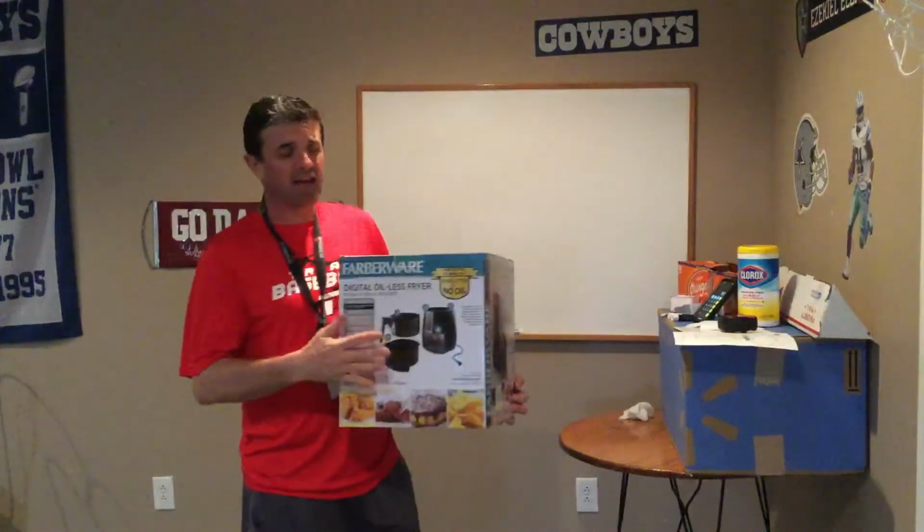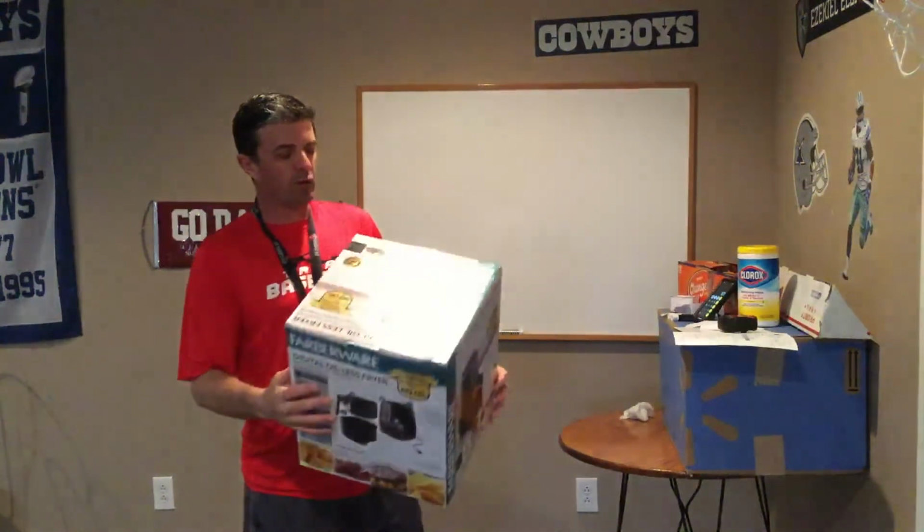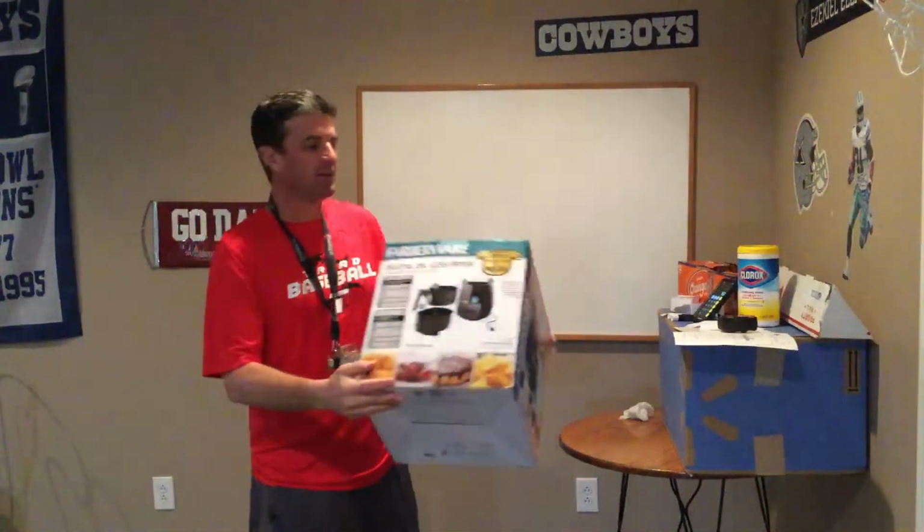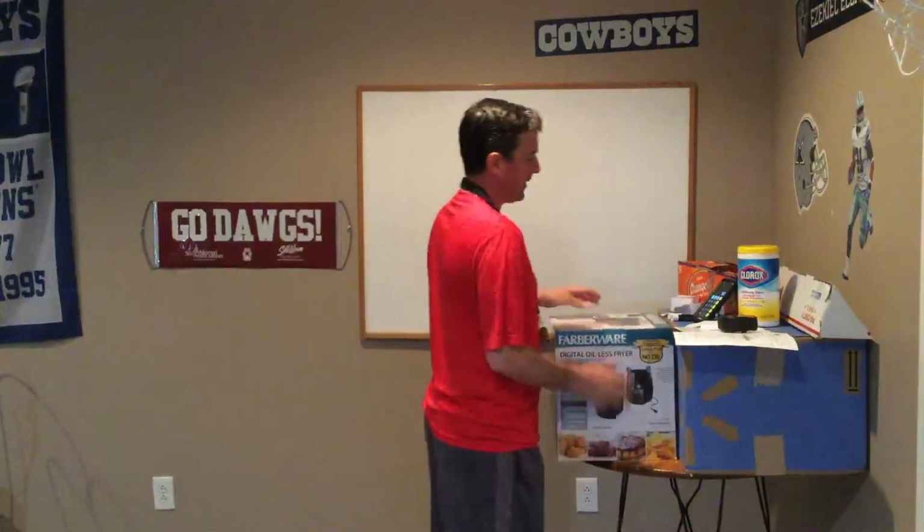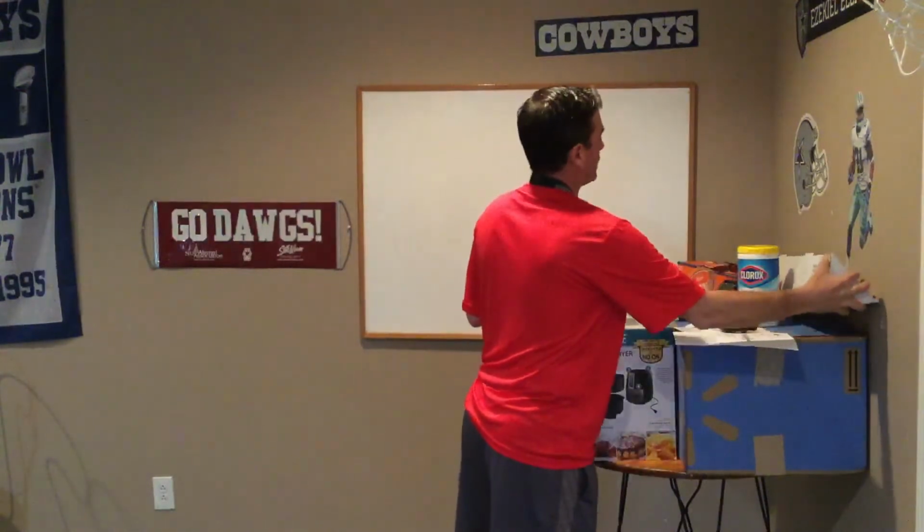How many sides does it have? 1, 2, 3, 4, and the top and bottom would be 6. So it would have 6 sides. That would be your rectangular prism.